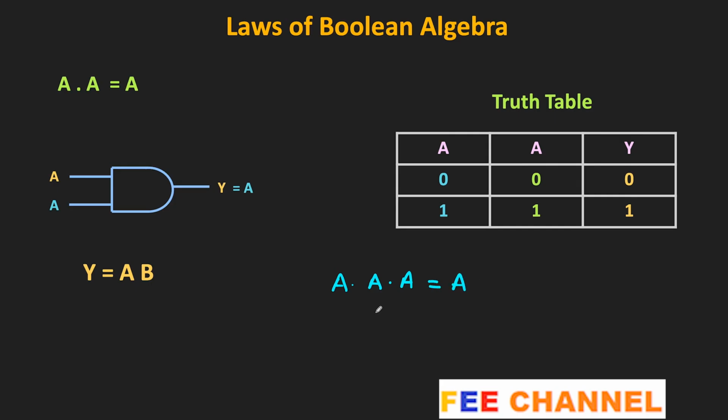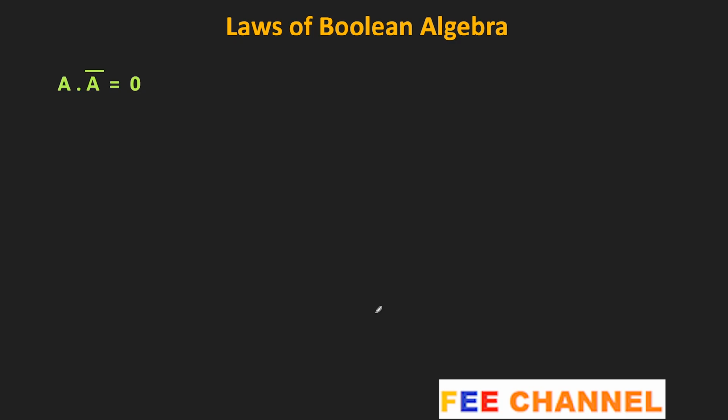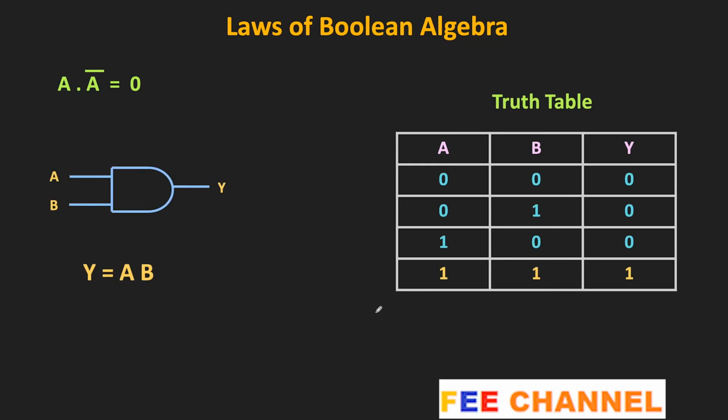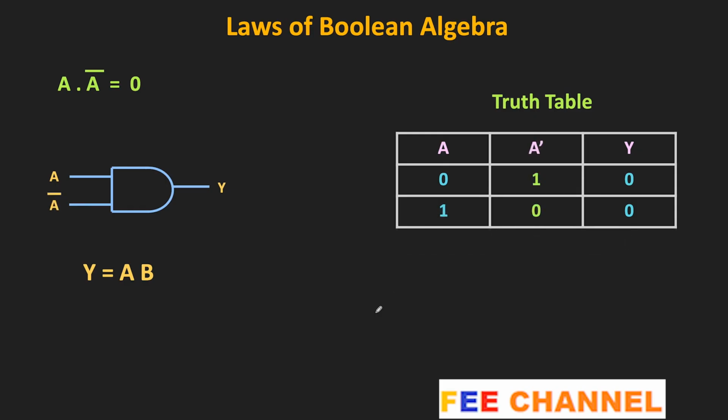Then the next is the AND operation of a and a bar is equal to 0, where a bar is the complement of a. To prove that, once again let's see the truth table of the AND gate. In this case, the second input b is equal to a bar. Once again, for the input a, there are 2 possibilities. That means whenever a is 0, a bar will be equal to 1. Similarly, when a is 1, a bar is equal to 0, because a bar is the complement of a.